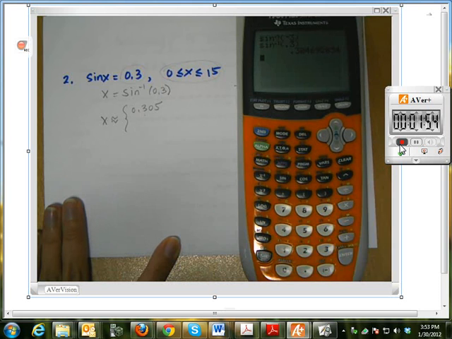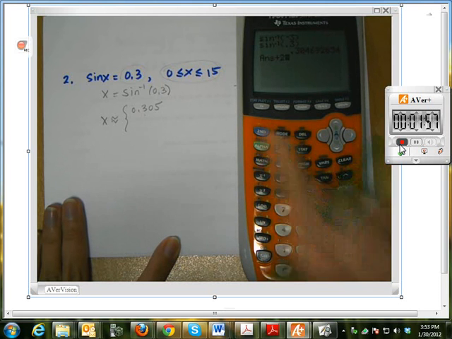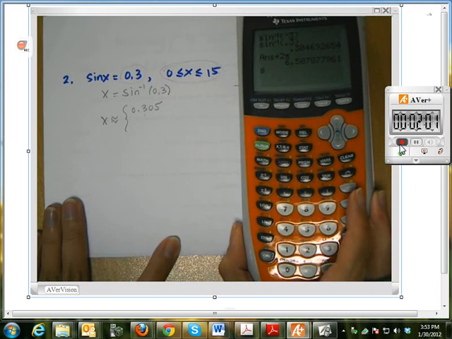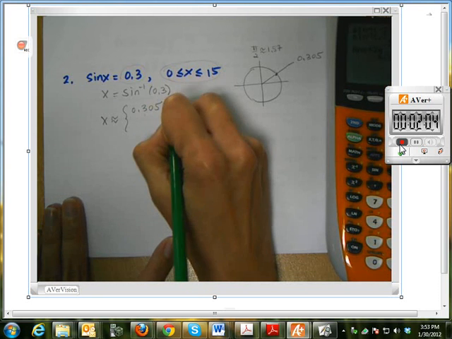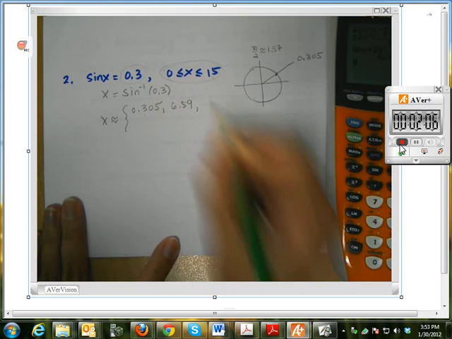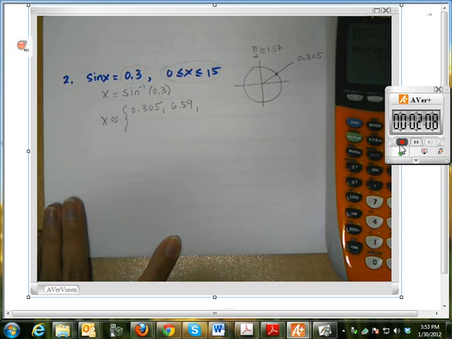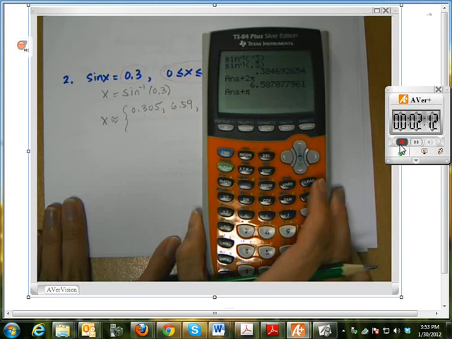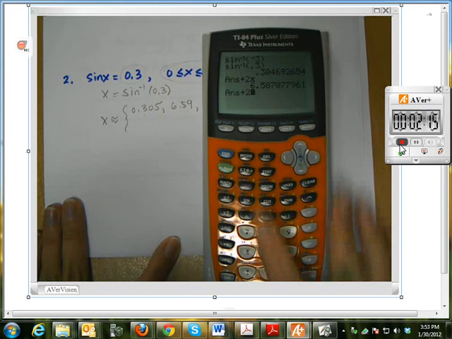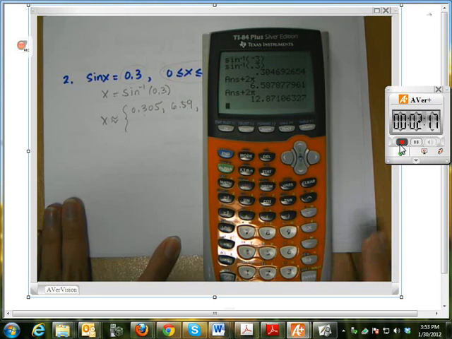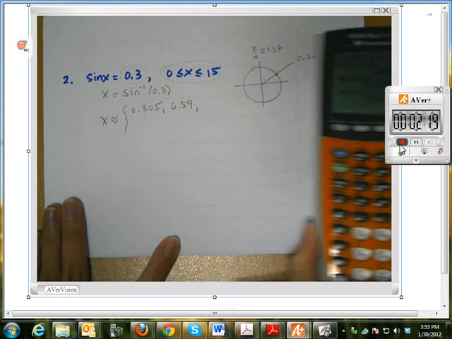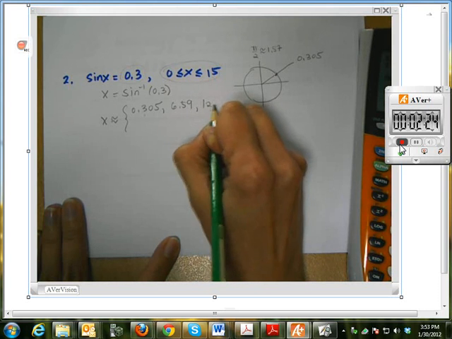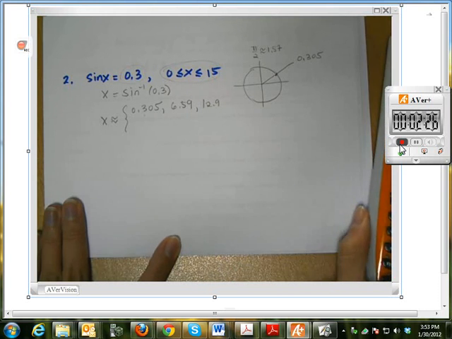So I've got 0.305, and I'm going to add 2 pi to that. And I get 6.59 after I round that to 3 sig figs. And then I'm going to add 2 pi to that again. And I get 12.87, and you can see if I add 2 pi to that again, it's going to exceed my interval. This is 12.9. Again, I'm rounding to 3 sig figs.